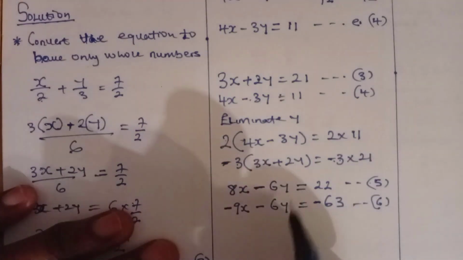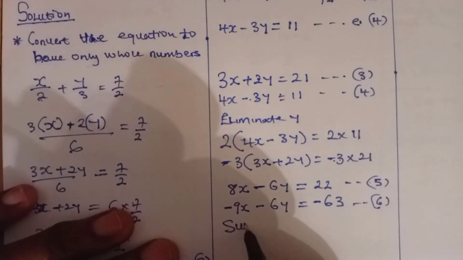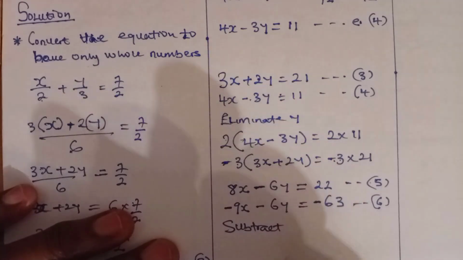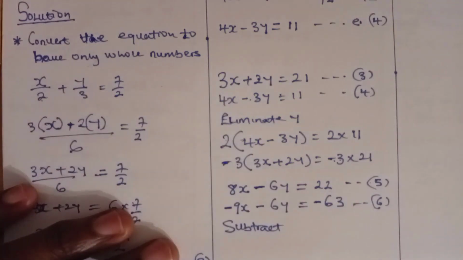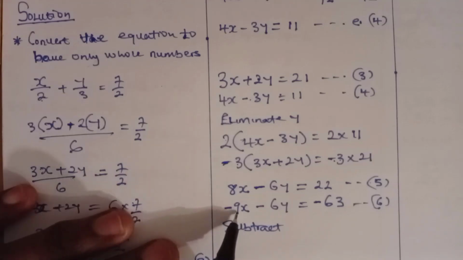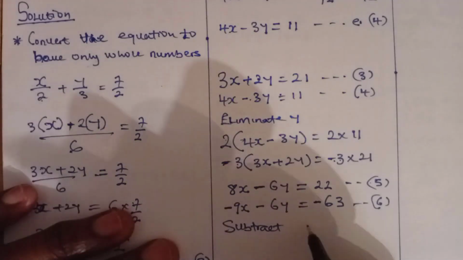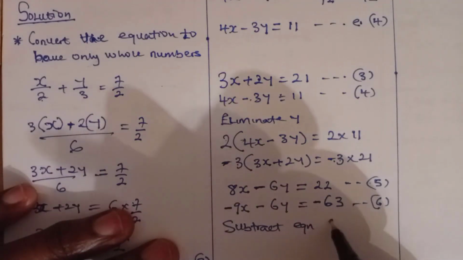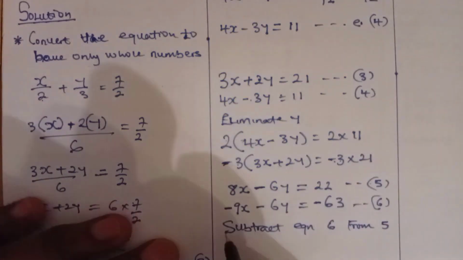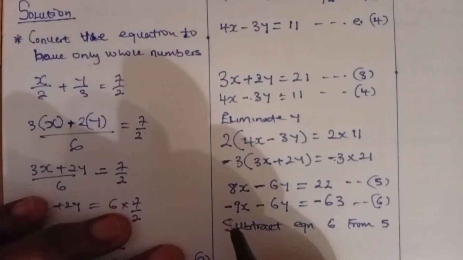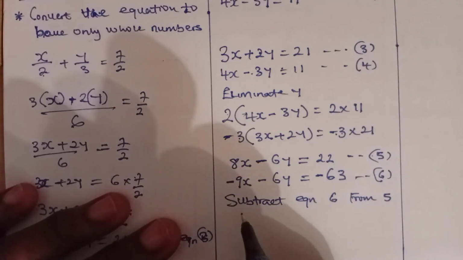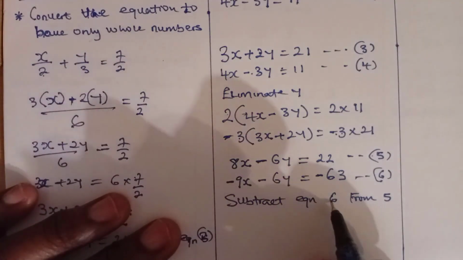Now we want to eliminate y, so we subtract. Remember from our previous example, we can subtract. So for us to eliminate y, we need to subtract here. So we can subtract equation 6 from equation 5. So let's subtract term by term and then we put it together in equation form like we did in the previous videos.